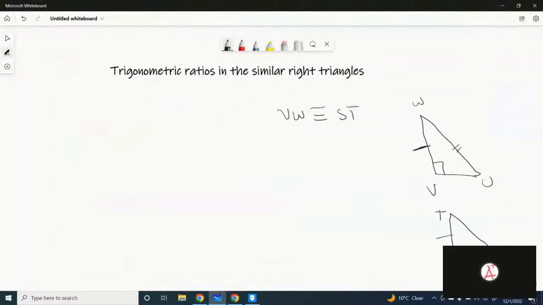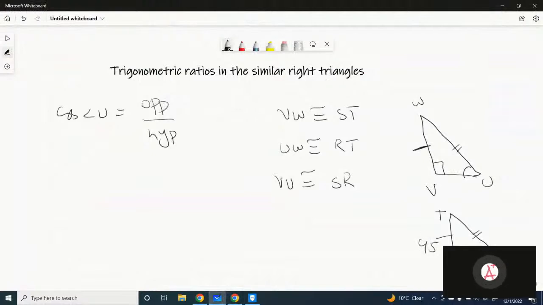Then UW is corresponding to RT, and then UV is, or actually you can say congruent to SR. Got it? You have to find the cos of angle U. So cos of angle U is opposite divided by the hypotenuse. Got it? So according to this, if this is the angle U, let me write down the side lengths.